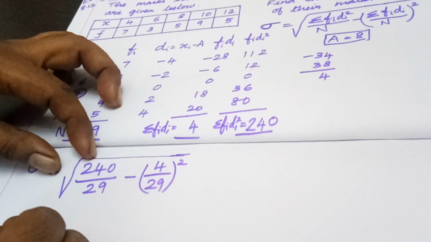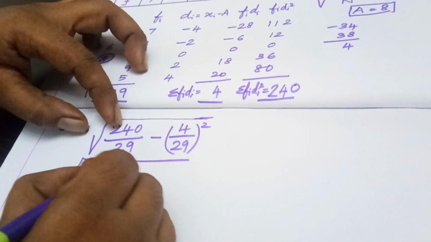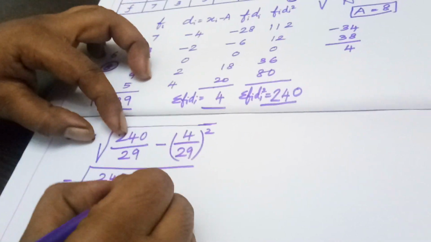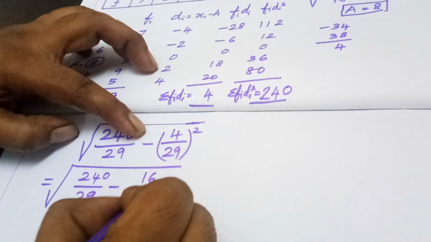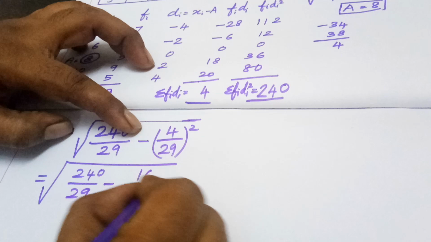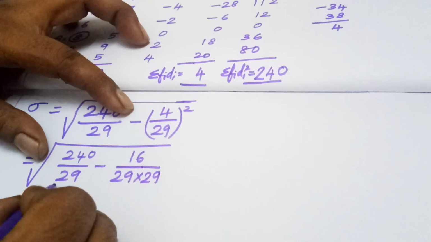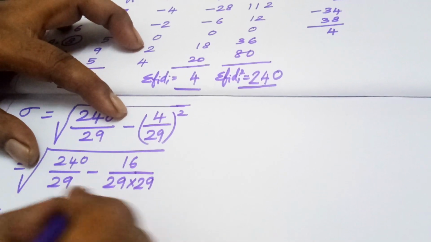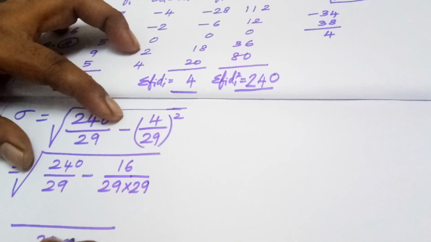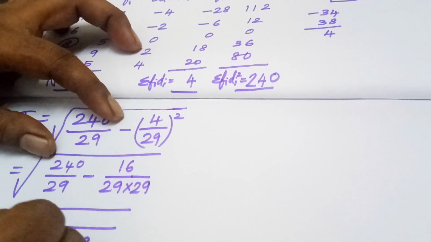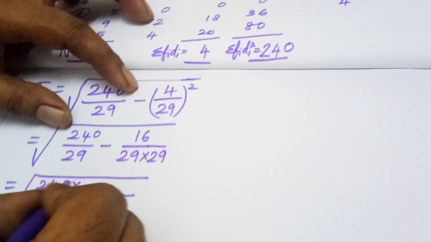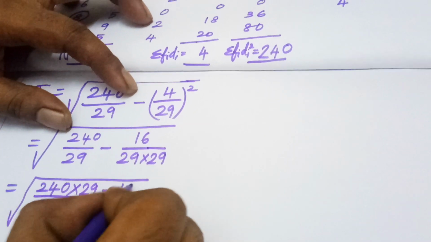So 240 by 29 minus squaring 4, square is 16. So 29 into 29, I am not going to square this. So LCM here is 29 into 29. So 29 into 29 is taken as LCM. So we have to multiply 240 by 29 minus 16.